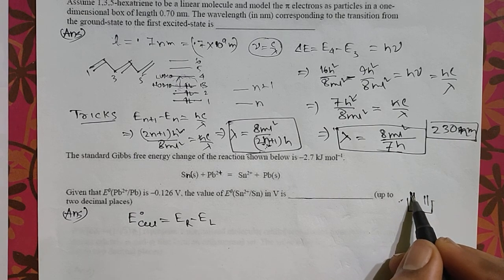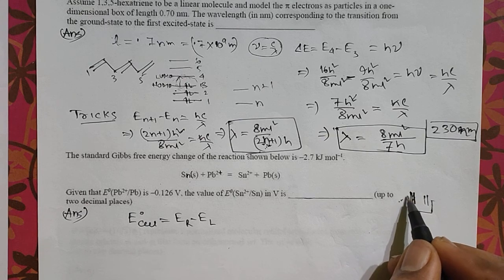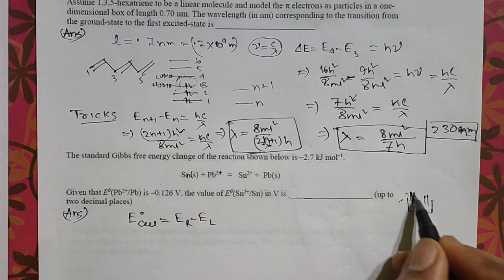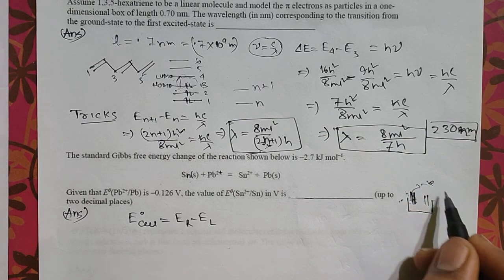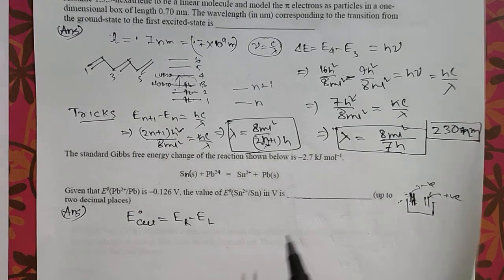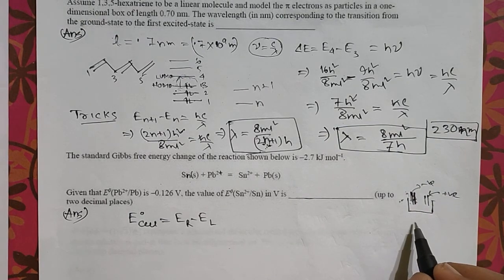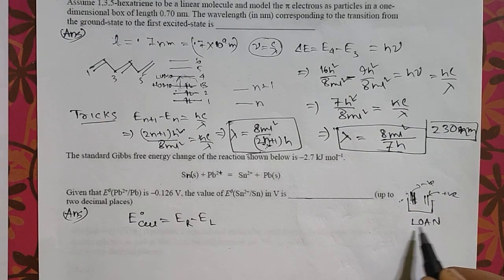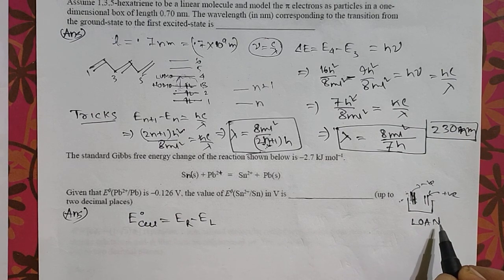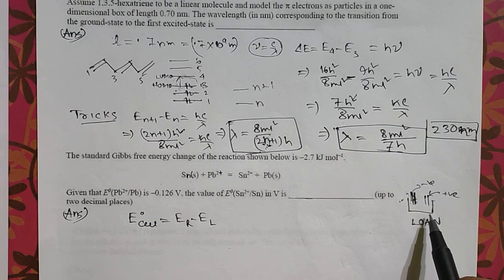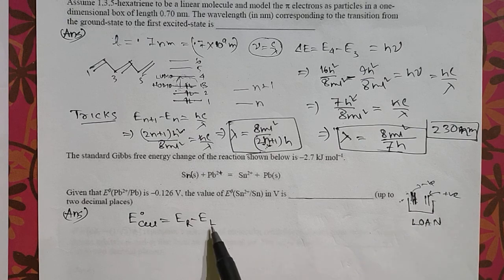When oxidation takes place, there is generation of electrons, and so there will be an accumulation of negative charge. So this will be negative and this will be positive. Cathode is the positive. The trick is LOAN: left, oxidation, anode, negative. That's why this is the negative, which means this is the anode.